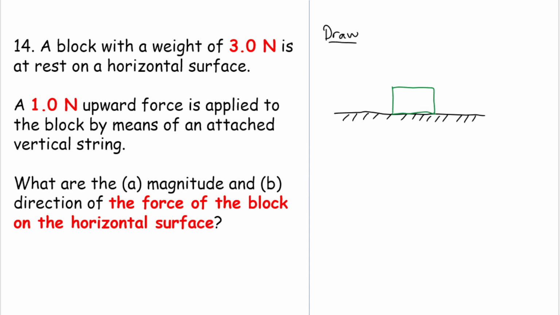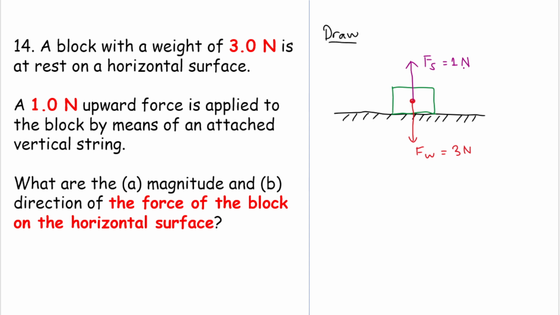And what else can we get from here? Okay, we have the weight of the block is 3 Newton. So we will have the weight here, which is the force by the weight equal to 3 Newton. Good. And then a 1 Newton upward force is applied to the block by means of an attached string. So we have another force here, but this time it will be going up. So this is the force on the string, right? So that will be 1 Newton.